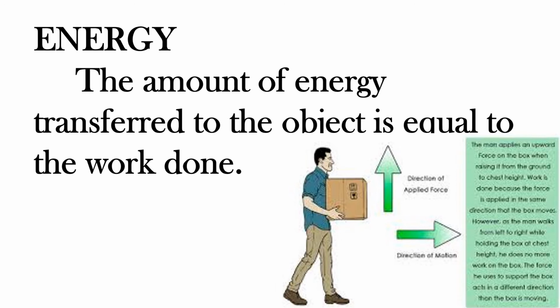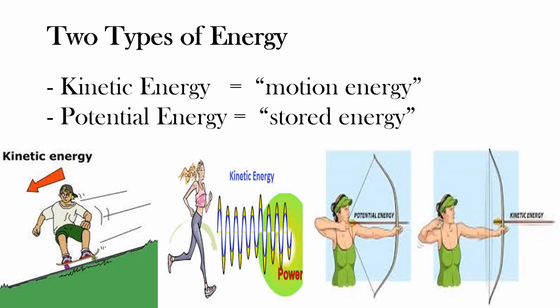Now, what is energy? So, energy is the amount transferred to the object that is equal to the work done. So, this describes the direction of the applied force and the direction of the motion. Now, there are two types of energy. One is kinetic energy and the other one is potential energy.